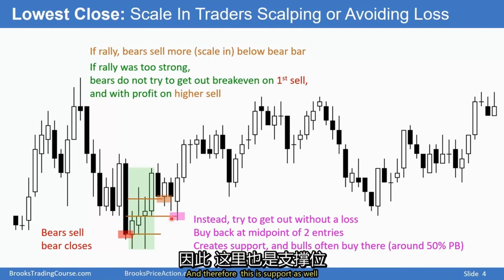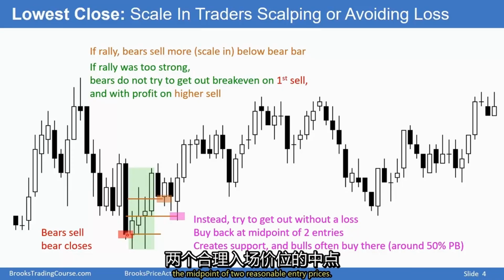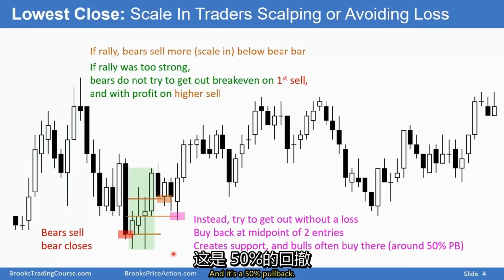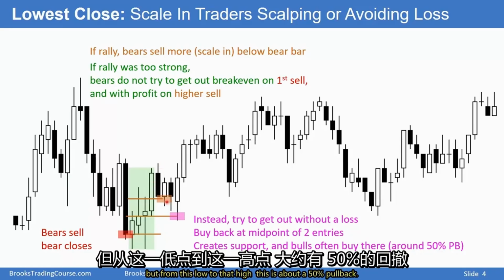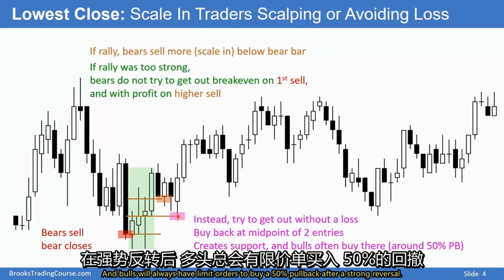And therefore, this is support as well, the midpoint of two reasonable entry prices. And it's a 50% pullback. I don't have it drawn in, but from this low to that high, this is about a 50% pullback. And bulls will always have limit orders to buy a 50% pullback after a strong reversal.